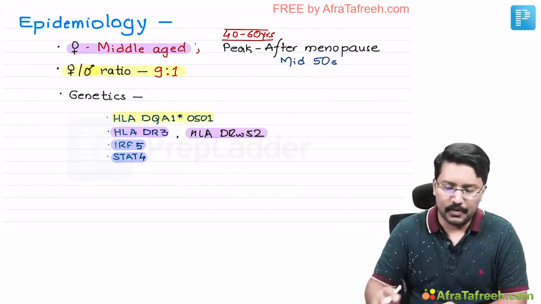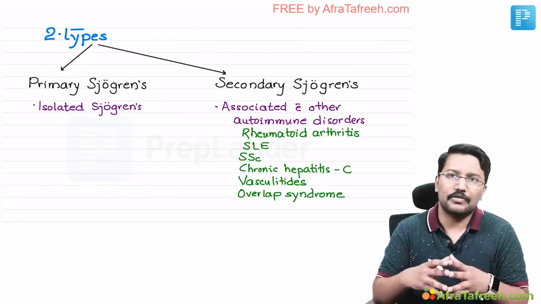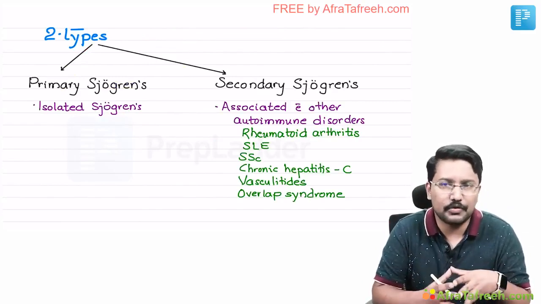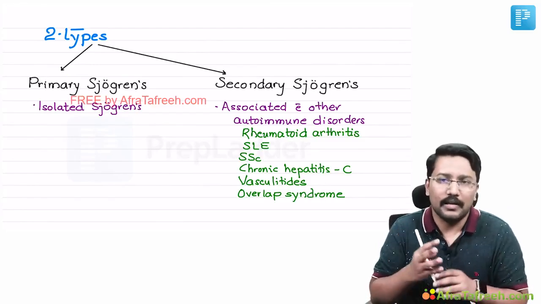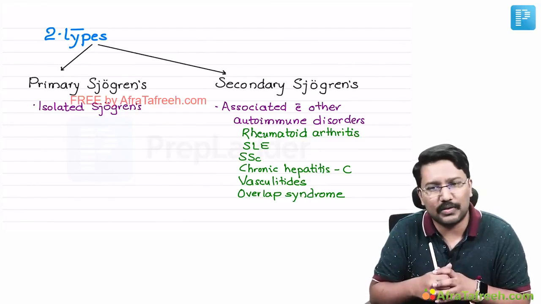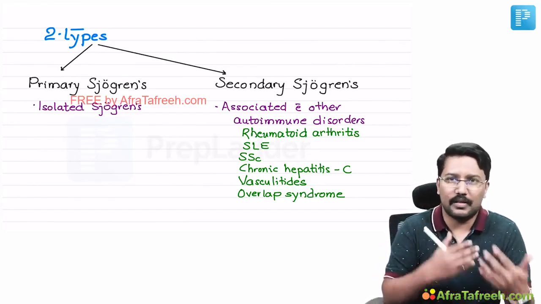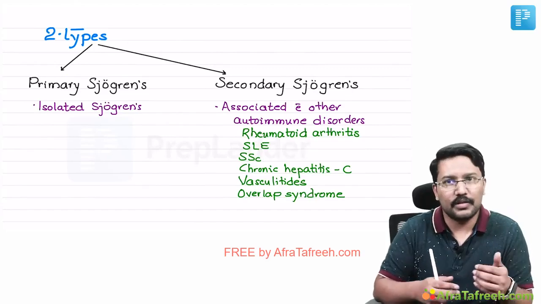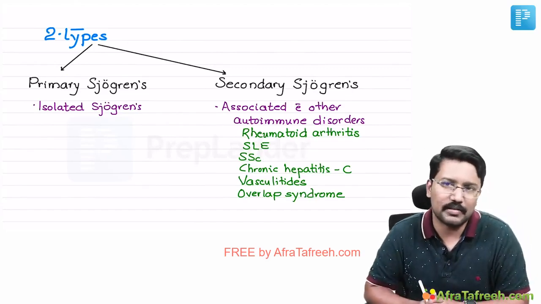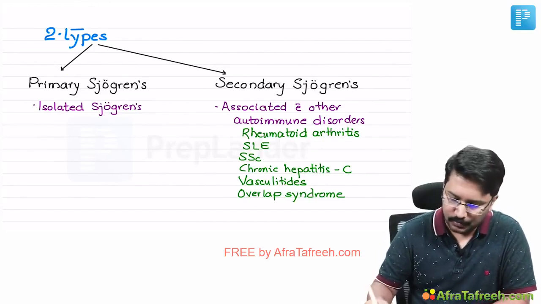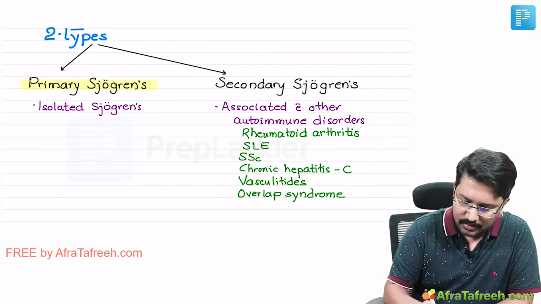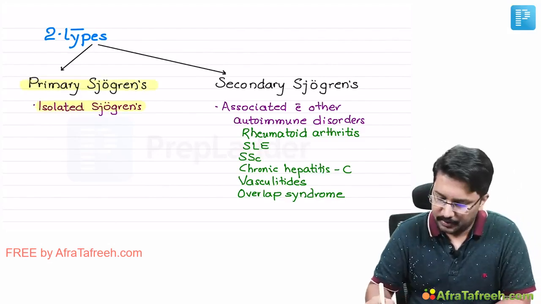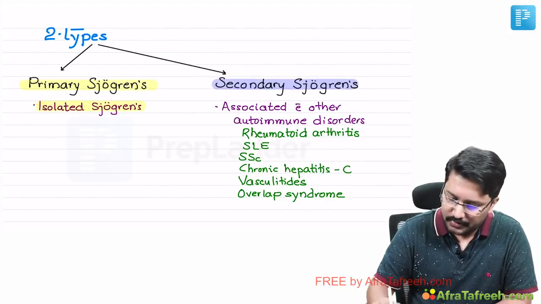That is about genetics. Now coming to the disease proper, Sjogren's syndrome is divided into two types. Primary Sjogren's syndrome is where the exocrine gland involvement occurs in isolation, without other autoimmune disorders. When the involvement of exocrine glands is associated with the presence of other autoimmune disorders, we call it secondary Sjogren's syndrome. So primary means it occurs in isolation; secondary means it is associated with other autoimmune disorders.